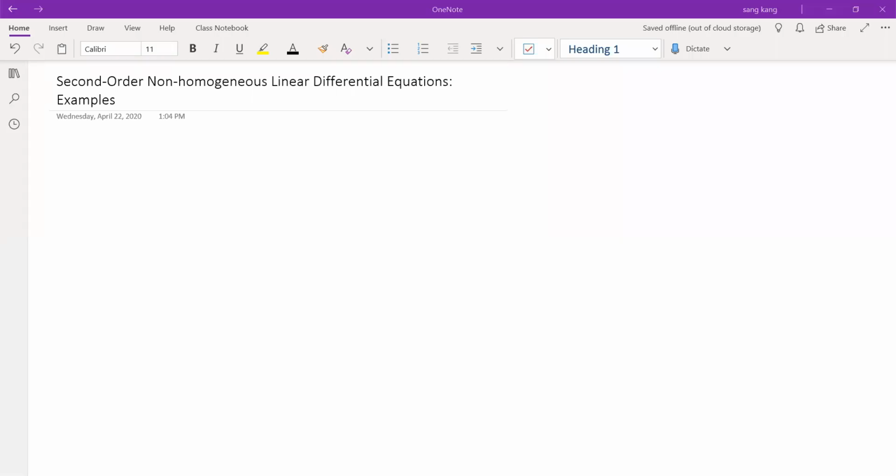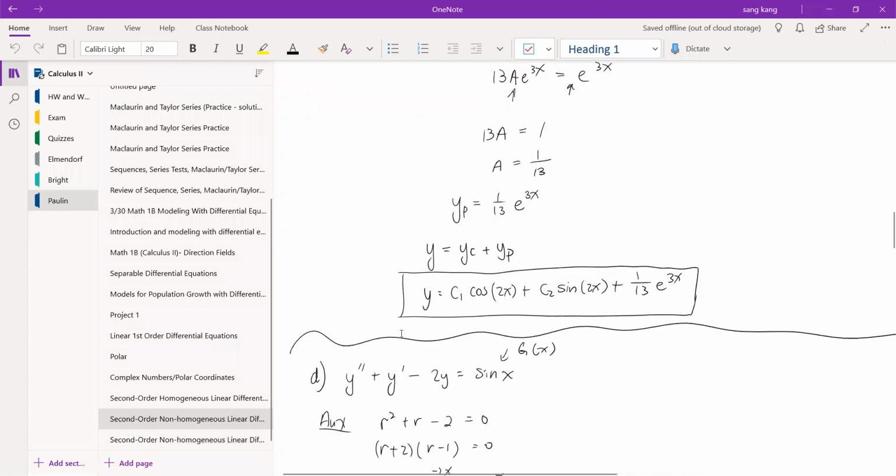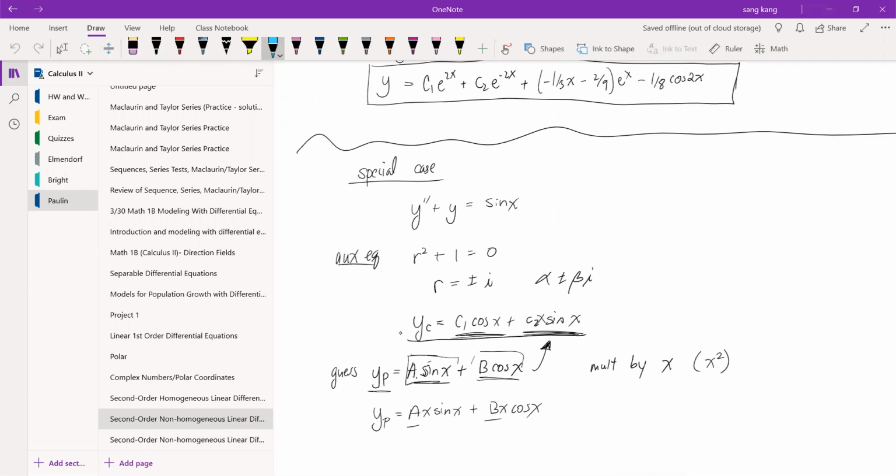Okay, so last discussion we left off on this problem here. I said it was a special case because our complementary solution actually matches the term in our particular solution, so we had to multiply the particular by x to differentiate it.